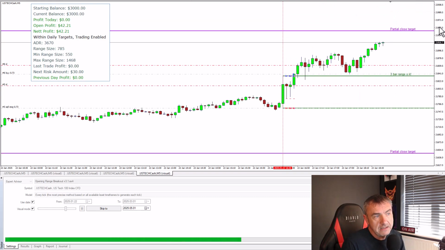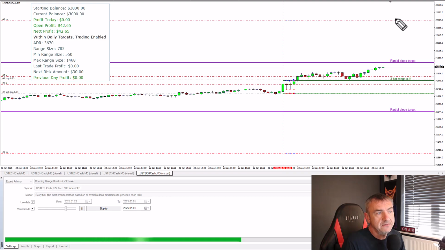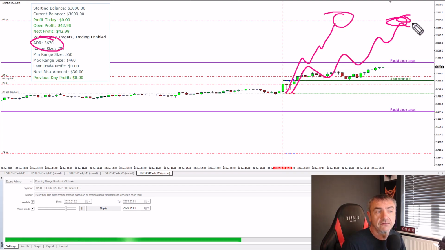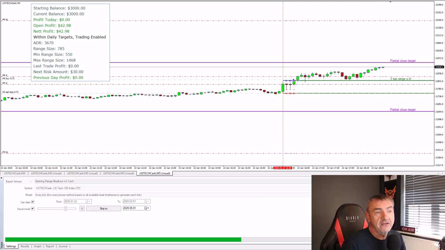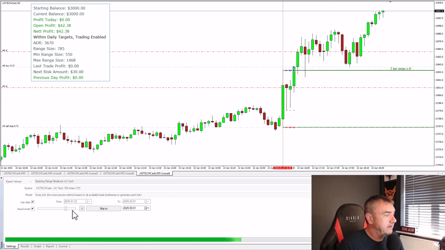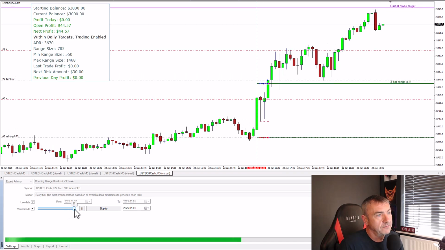If I shrink the chart down here, you'll see there is the target. So the target I have set personally in the EA at the moment is 1 ADR. So I know the average movement that this instrument makes on a daily range is 3670. So if today is going to be an average day or a beyond average day, we would expect price to potentially get to that sort of distance. So if we're going to get a trend day, that's as far as we'll probably get. Okay, so that's where I set my targets, and this is all adjustable in the EA, which we'll go through the settings in a minute. So let's let this one play out and just see where it goes.